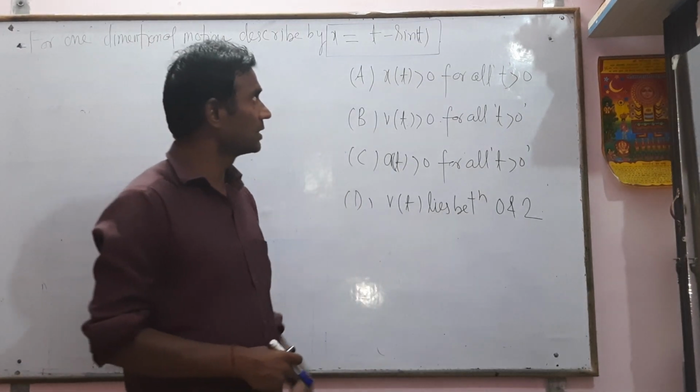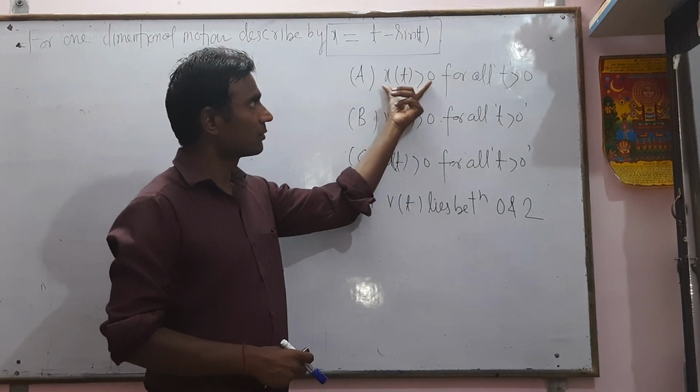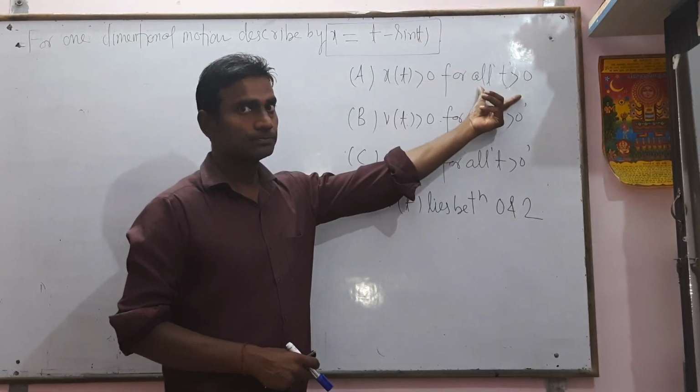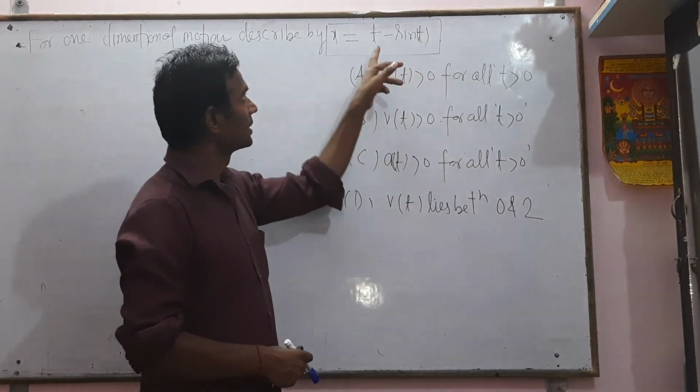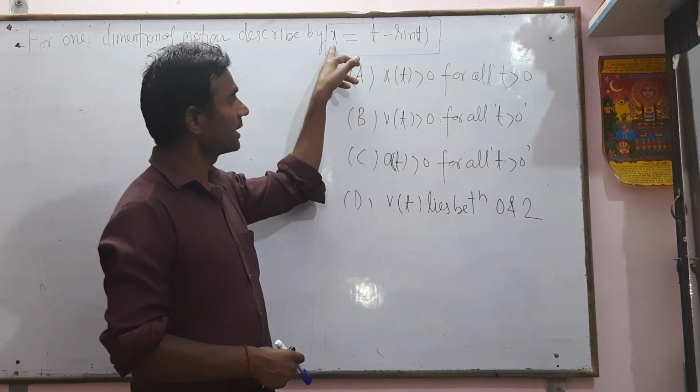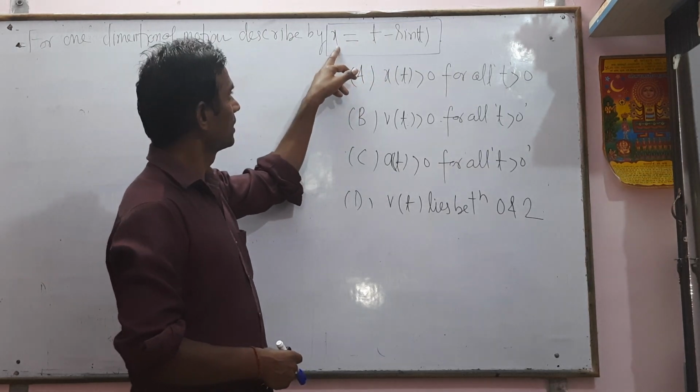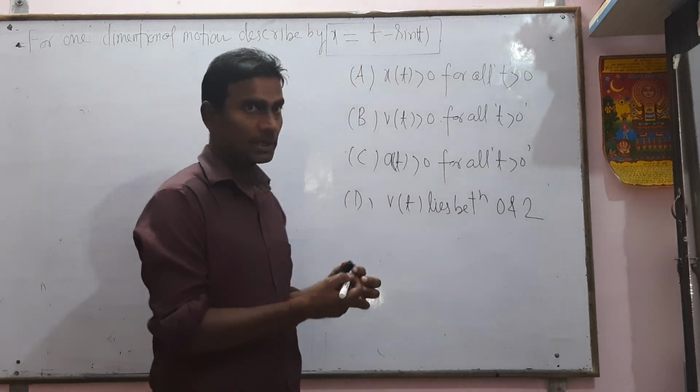These options may have more than one correct answer. Option A: x(t) is positive for all t positive. Here t is the independent variable and x is the dependent variable, x is the displacement and t is the time.